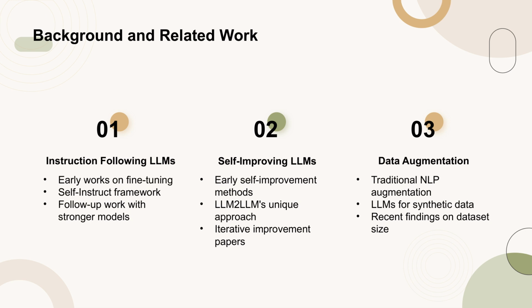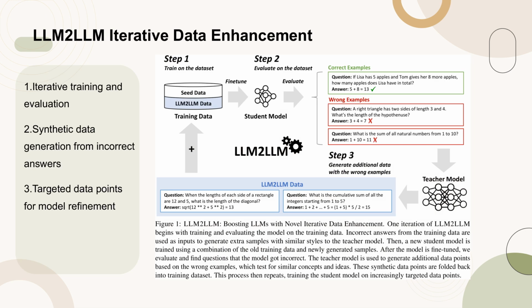Regarding data augmentation, traditional methods in NLP augmented data at the character and word levels. Recent approaches use LLMs to synthesize new training data, with notable examples like AugGPT. Recent studies have shown that significant results can be achieved with smaller subsets of synthetic data, challenging the need for very large datasets.